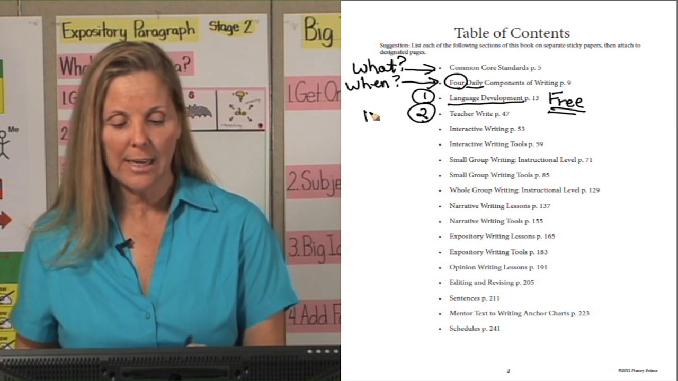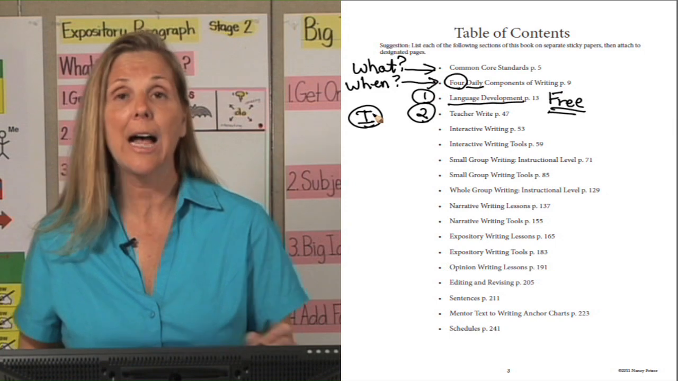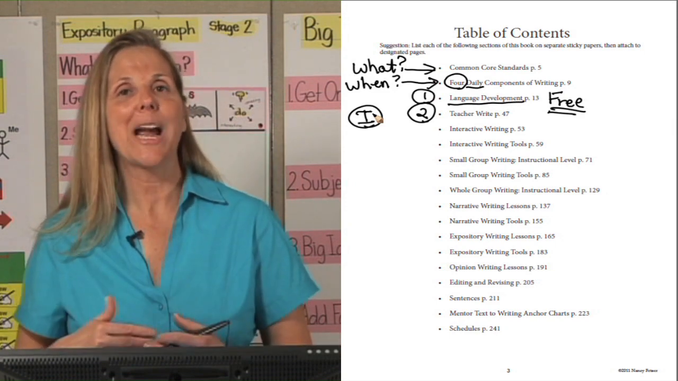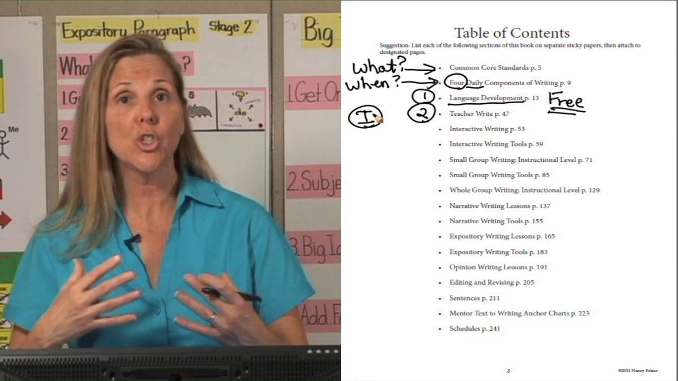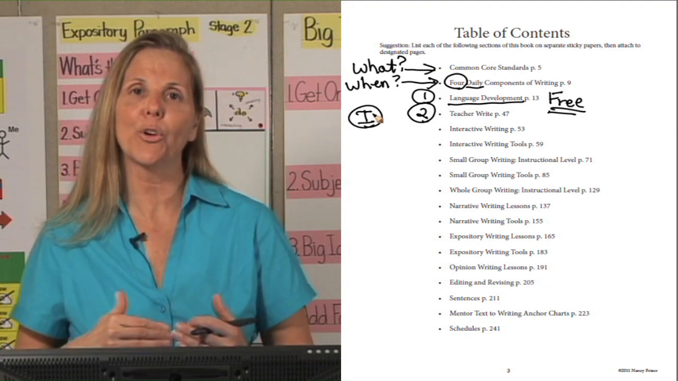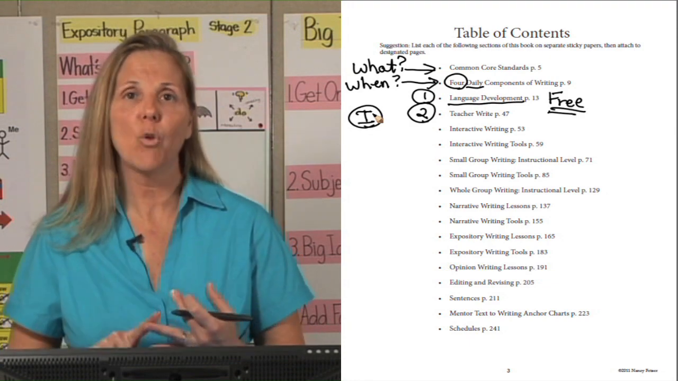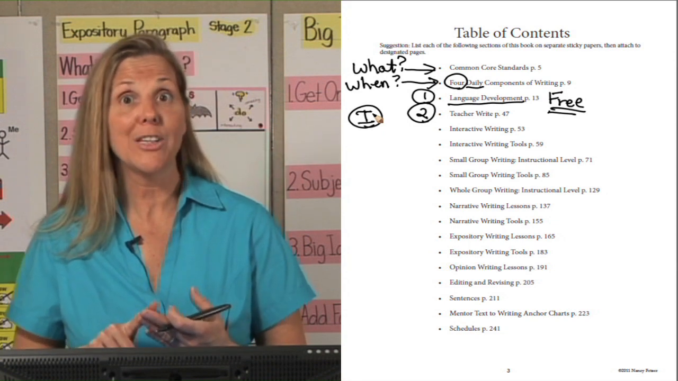Now I'm going to write the I do it there. That's the I do it model. This is the chapter where I'm going to show you how to model to the children the steps in order to write narratives, informative explanatory, or opinion writing.